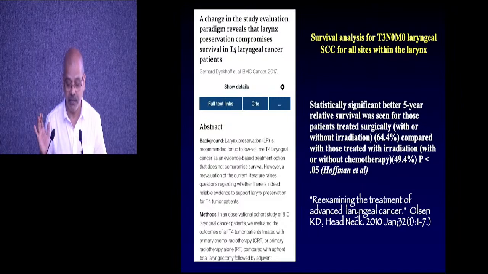It was a big study of about 800 patients, but even questions were asked for T3 laryngeal cancers. And it was clearly noticed that there was a better 5-year survival rate for patients who were treated surgically, in the range of about 65%, compared to those treated with radiation with or without chemotherapy, in the range of about 50%. So there was a significant survival difference even in T3 laryngeal cancers.